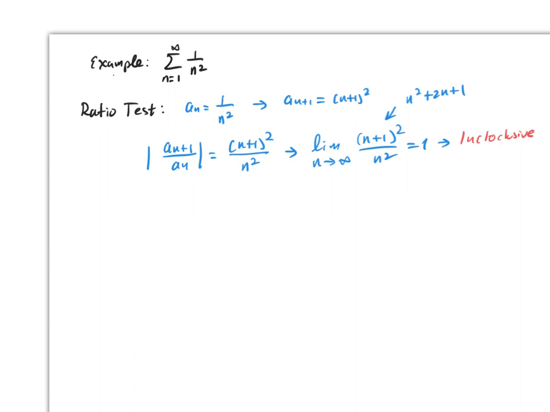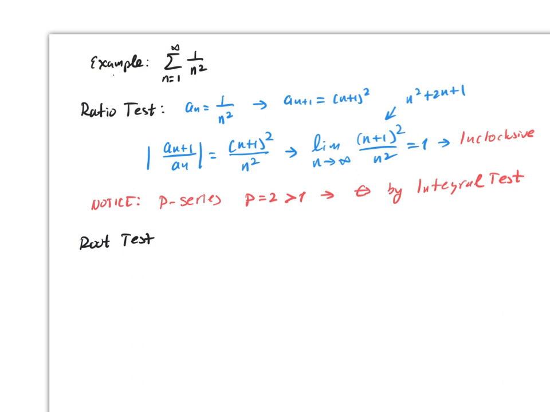So therefore, if the ratio test fails, then you can see that, okay, well, this is actually a p-series where p is equal to 2, which is bigger than 1. So therefore, this is convergent by, technically, the integral test, but you can just say it's a p-series, and that's it. The same thing will happen to this problem if you use the root test.